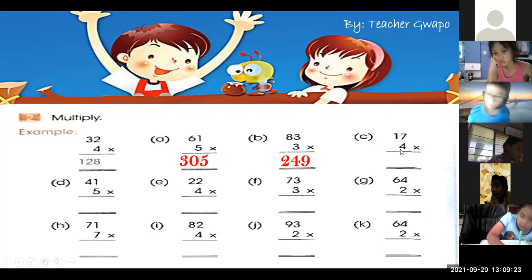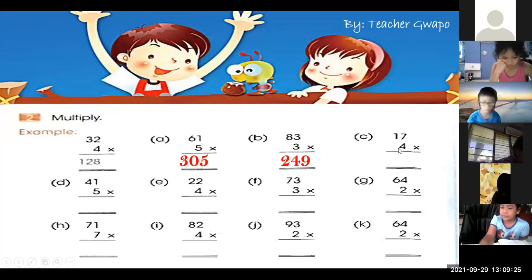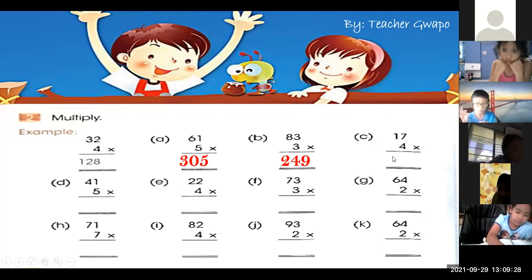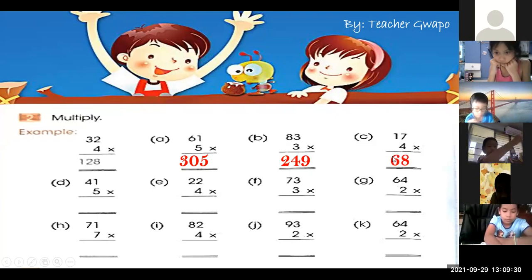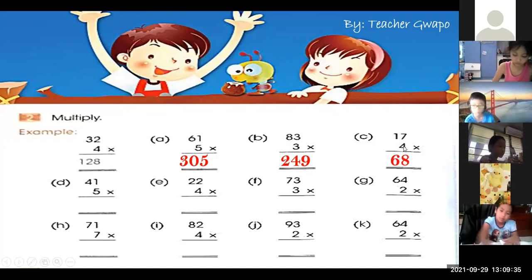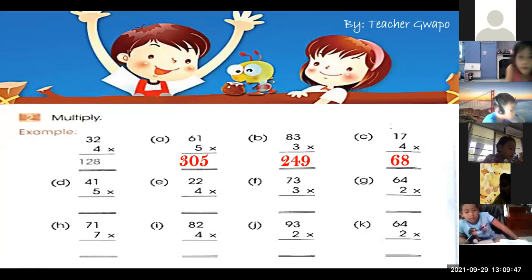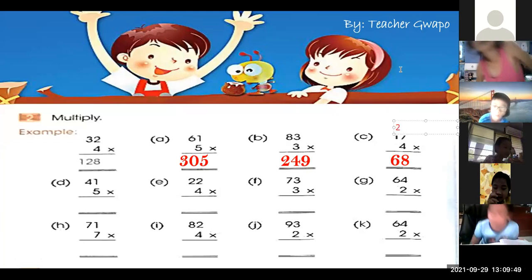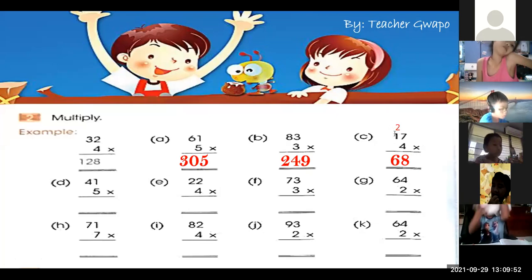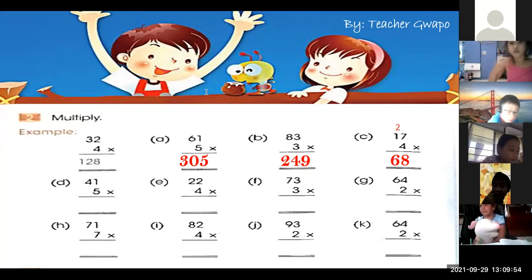Letter C. 17 times 4. 68. Thank you. Because 7 times 4 is 28. So write 8 here and then write 2 on the top in the tens column. Right here the number 2. Then 4 times 1 is 4, plus 2 is equal to 6. So that's why we have 68.